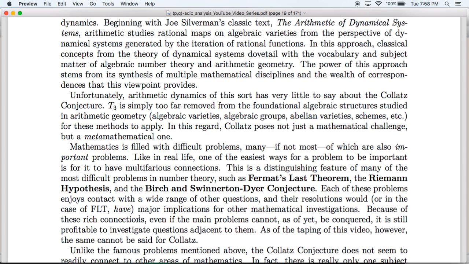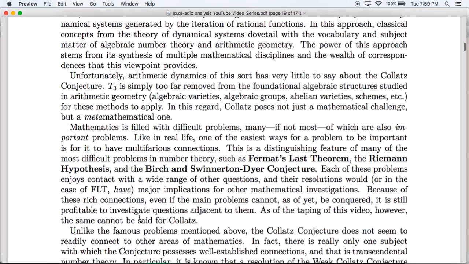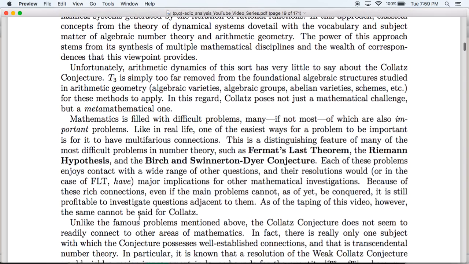Because of these rich connections, even if we can't solve the main problems themselves, there's still going to be something useful to be gained by studying something related to them, or something maybe 1 or 2 degrees removed from the original thing. The big trouble with the Collatz conjecture is that unlike Fermat's last theorem, the Riemann hypothesis, or the Birch and Swinnerton-Dyer conjecture, there doesn't seem to be any major connections between Collatz and other areas of mathematics.